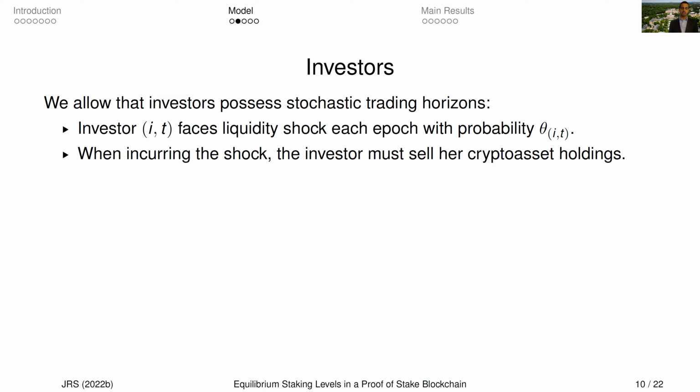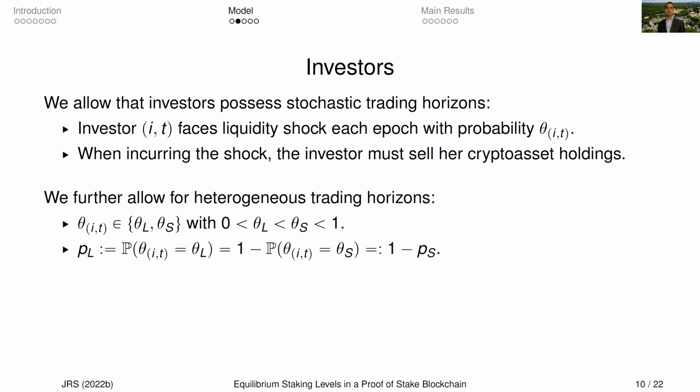Each investor is going to face a liquidity shock each epoch after the investor initially has her capital, with some probability theta, indexed by the unique identifier for the investor, (i, t). What do I mean by a liquidity shock? Essentially, when an investor is hit with a liquidity shock, that investor is going to need to sell her holdings and liquidate her position. So what are the dynamics of this theta_it? Where does the theta_it come from?